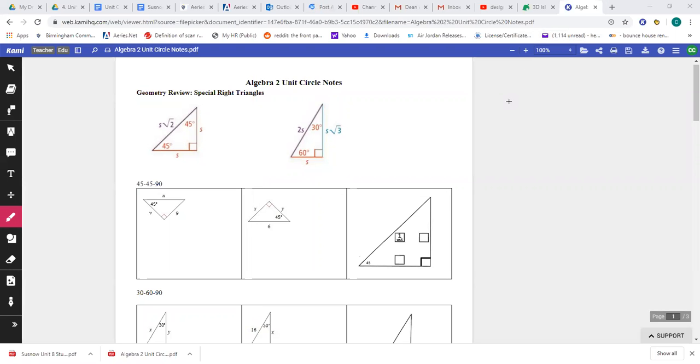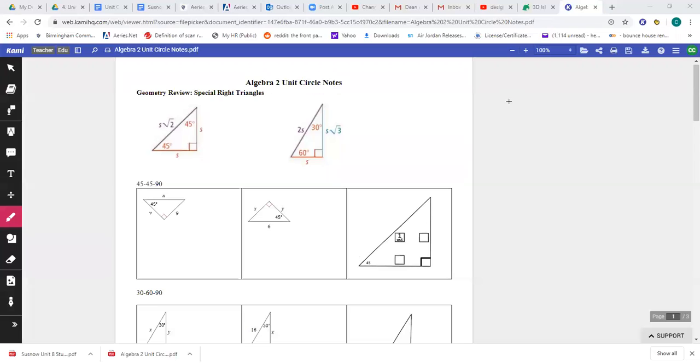So the last two lessons, on Monday this week, we did the 30, 60, 90. And then on Wednesday last week, we did the 45, 45, 90. And so now we're going to use those triangles to construct what's called a unit circle today. Now, let's review what we did these past two lessons.